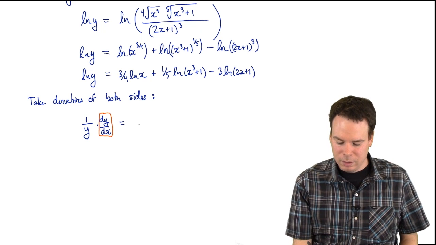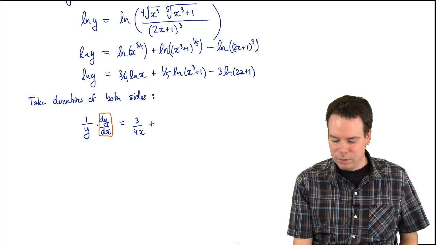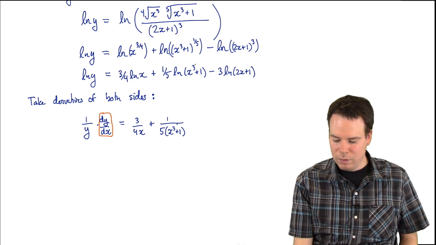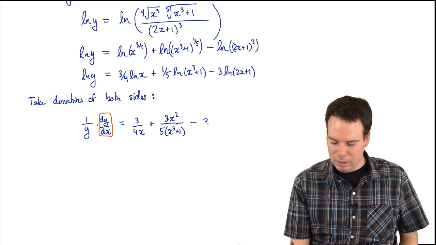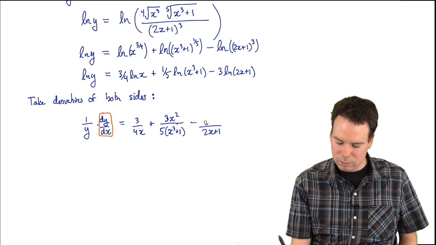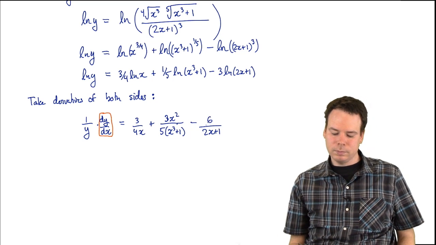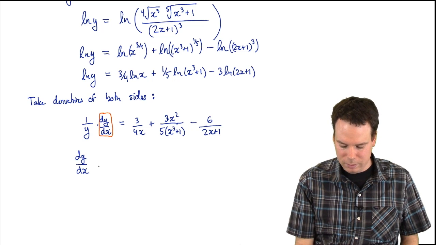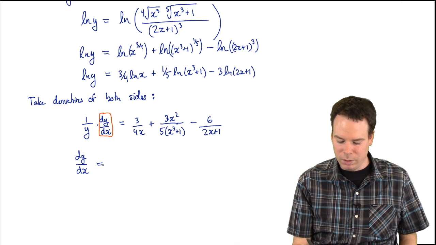Derivative of 3/4 ln of x is just 3 over 4x. Derivative of 1/5 natural log of x cubed plus 1, well, I need to use a chain rule there, but it's 1 over 5 times the inside function times the derivative of the inside function, so that's a 3x squared, minus 3 over the inside function times the derivative of the inside function. And the derivative of the inside function is just 2, so that combines with this 3 to give me a 6. I've taken the derivative. Extremely painless to take that derivative too. No quotients and product rules involved.